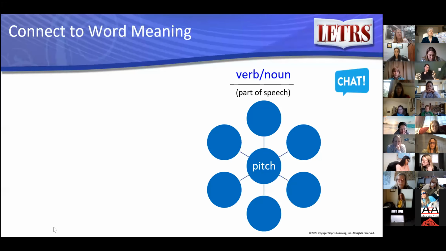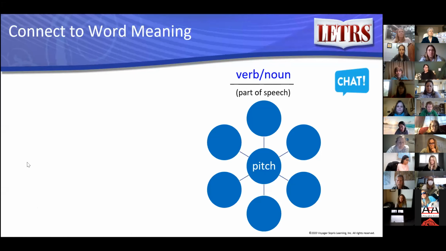Okay, you should be able to see a bunch of circles with the word pitch in the middle. So what I'd like you to do is take a few seconds to yourself and just in the chat pop in anything that you know about the meaning. What does pitch mean? In what context? Just throw some ideas in there. This is a multiple meaning word. What do you know?